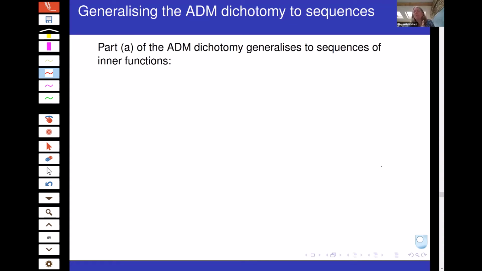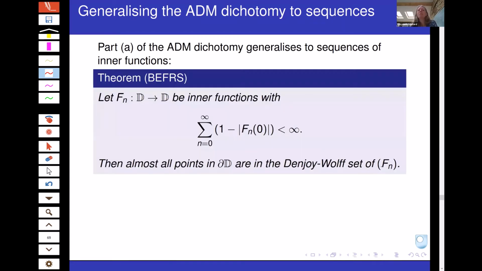So their dichotomy looked at iterates of inner functions. We have this result here that you don't have to have just repeated self-maps of the unit disk. You're not looking at the same map over and over again, iterating it, but you can have any sequence of inner functions from the unit disk to itself. And as long as we know that the zero is approaching the unit circle sufficiently quickly to make this sum divergent, then we get the same result, that almost all points on the unit circle have the same limiting behaviour in the Denjoy-Wolff set. So we do have this result going through exactly as you expect.